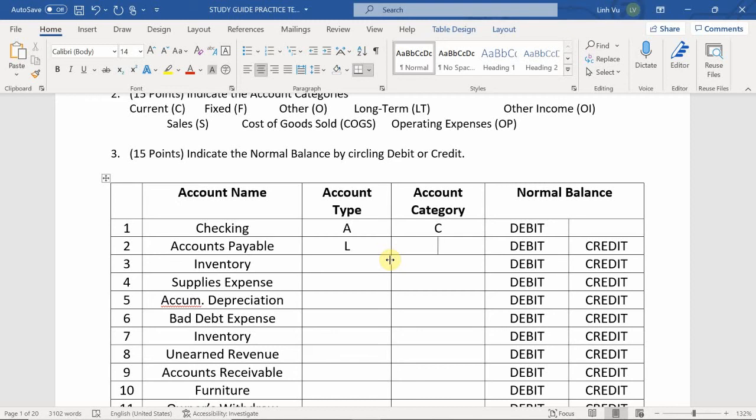I don't remember. Okay, no worries. So again, I would recommend you utilize the review sheets too, because I do provide it there. Good, it's current. And what kind of normal balance would it have? It's a credit. It would definitely have a credit. Good.